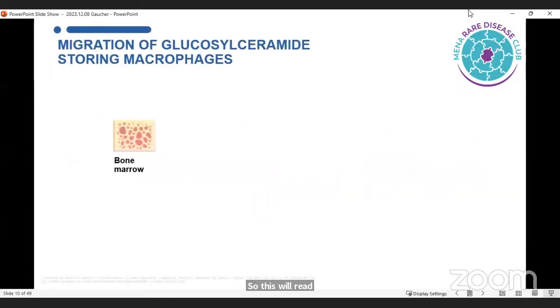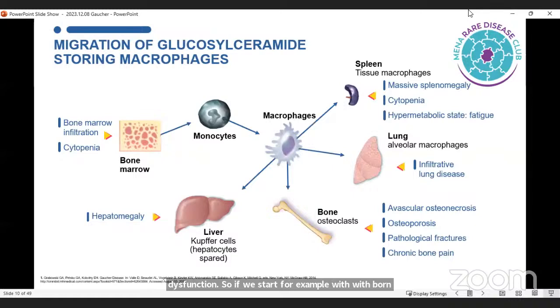If we start, for example, with bone marrow, then we have accumulation of these cells and bone marrow failure, which explains, for example, the cytopenia. Also, these macrophages are present in the spleen, so this will result in splenomegaly, and splenomegaly also will participate in the cytopenia. In the liver, Kupffer cells are the macrophages. This will result in hepatomegaly and liver dysfunction. Also, we know that interstitial lung disease is one of the manifestations in Gaucher disease, because of the accumulation of this material in the lung, and of course in bone, and we have many bone manifestations, as we will discuss later. So this is why the disease is a multi-system disorder.